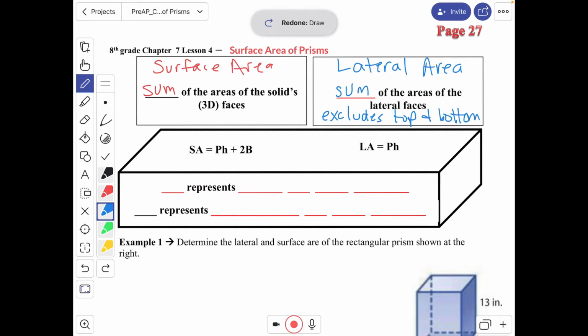And we use these formulas. Remember, if a formula has a capital letter, then we have to plug in a different formula. So this formula has several capital letters. The capital letter B stands for area of the base. In any formula that you see a capital letter B, it represents area of the base. And the capital letter P represents the perimeter of the base.